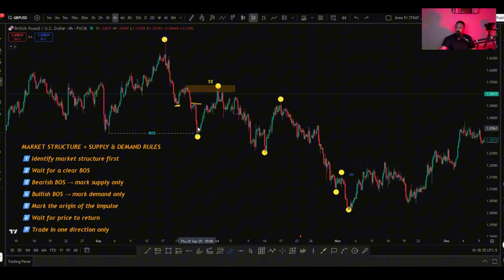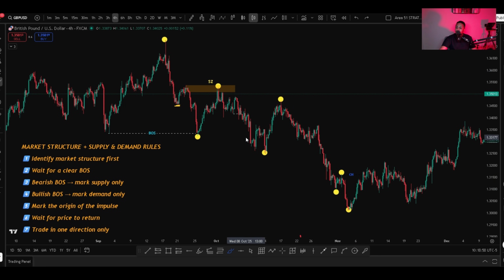Or either you wait for the price to create a change of character and then execute a trade right here to continue to the downside, and then now target the external liquidity zones. Okay? All right.